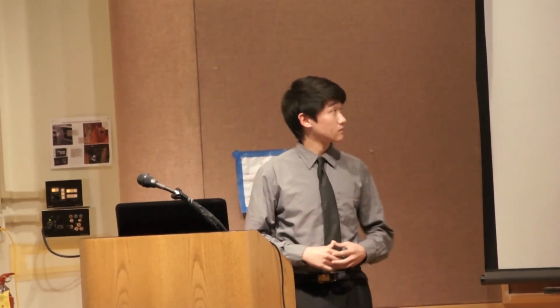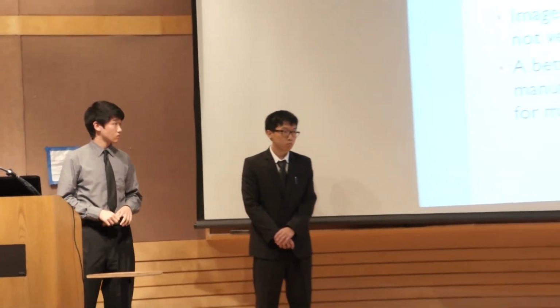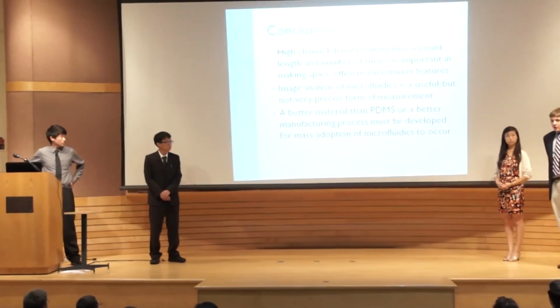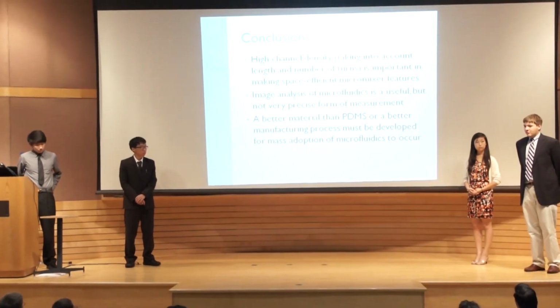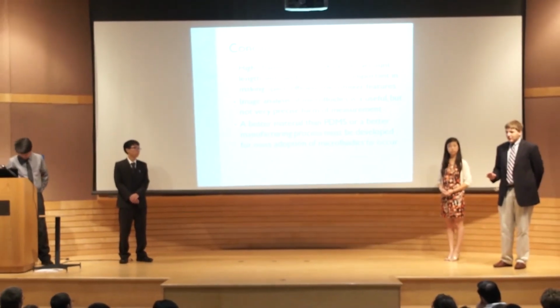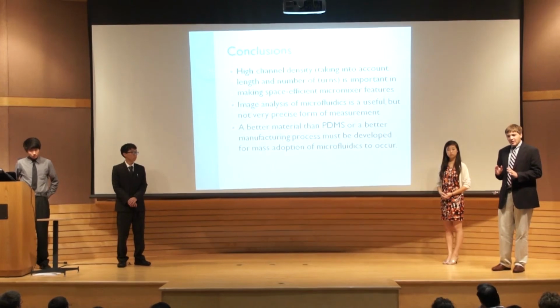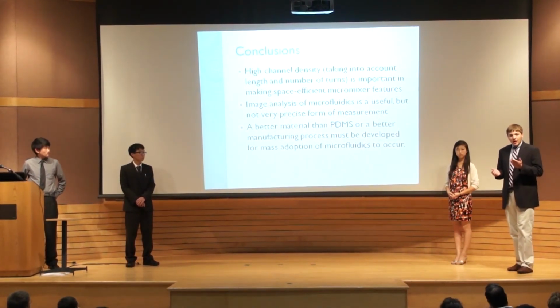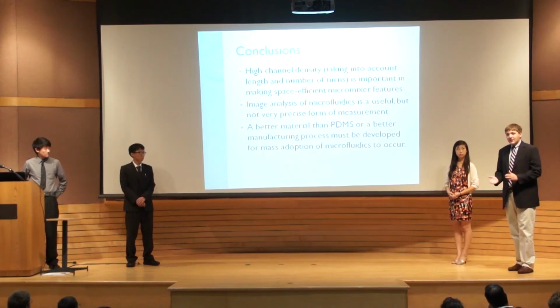These different photos would lead to different results when it comes time for Paul or Andrew to analyze these images. So, in conclusion, we found that high channel density is the most important factor in making a space-efficient micromixer device. We also found, as a side effect of doing this process, that the kind of image analysis we were doing on these microfluidics, while it was useful and easy to set up, was not very accurate or precise.